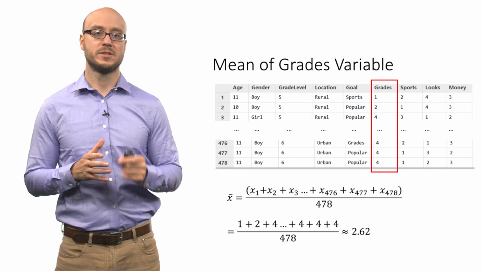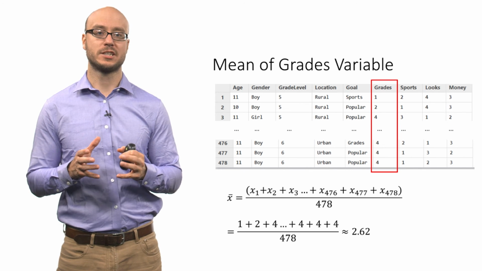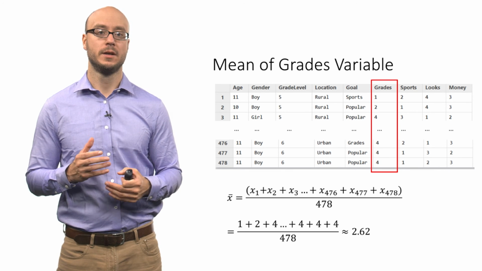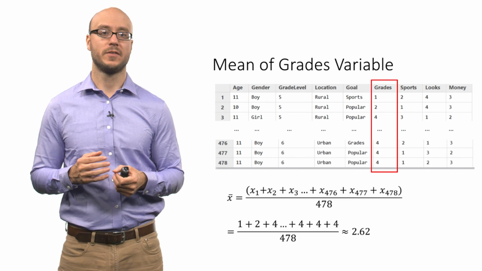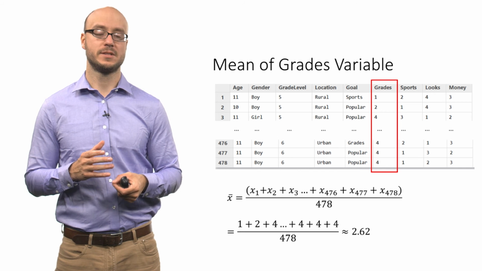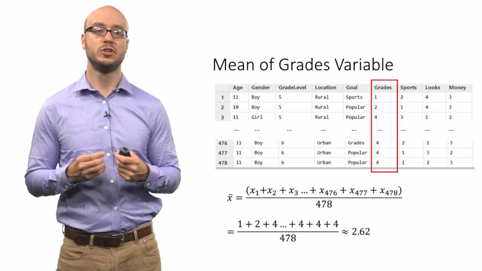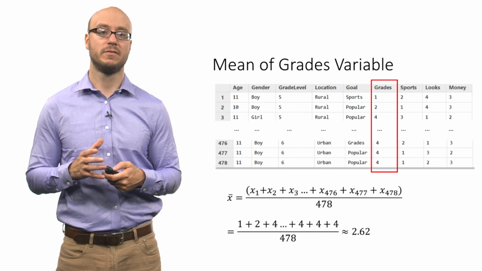All we're doing when we use statistical software is adding up all these values. Now, you wouldn't actually have to add up all 478 values, but you could if you had enough time. That's what makes computers great, though, because computers can do this very quickly. All the computer's doing, in essence, is adding up all these values and dividing by the total sample size. When we do that, we get this value of 2.62. That's the average ranking for the grades variable.